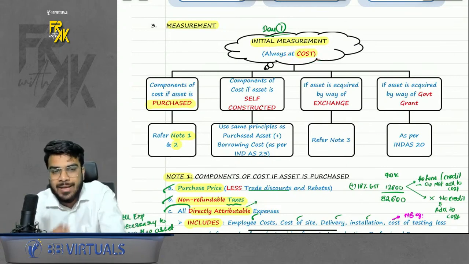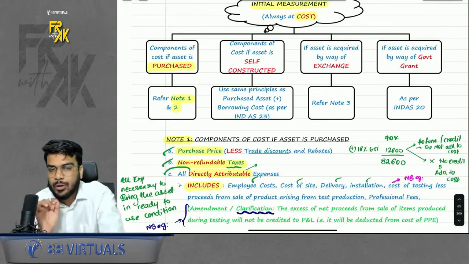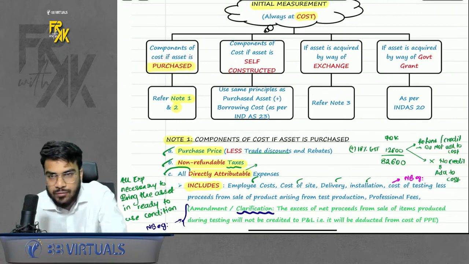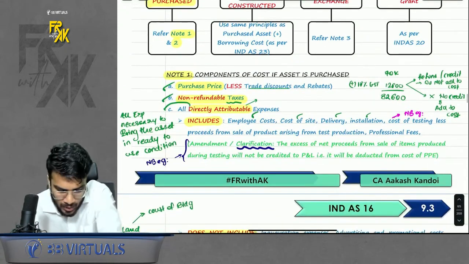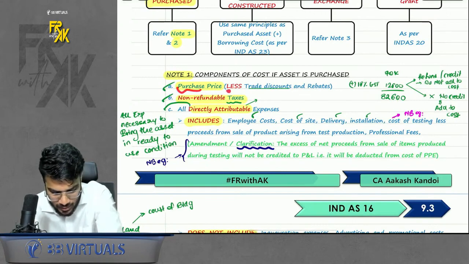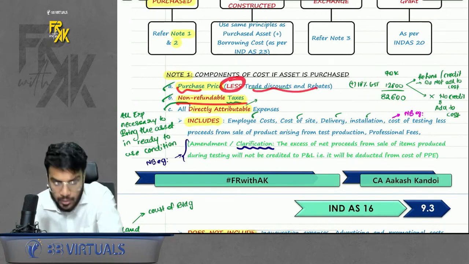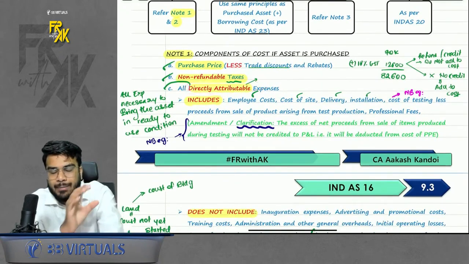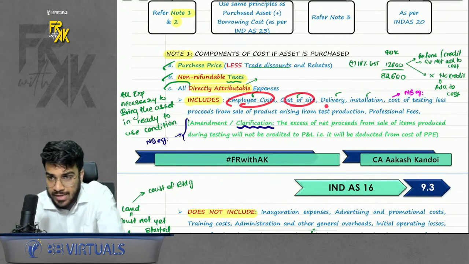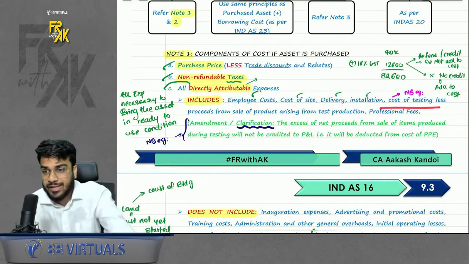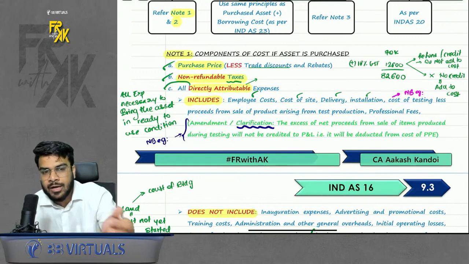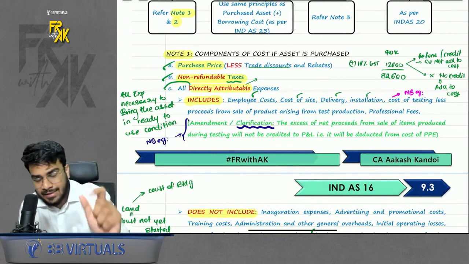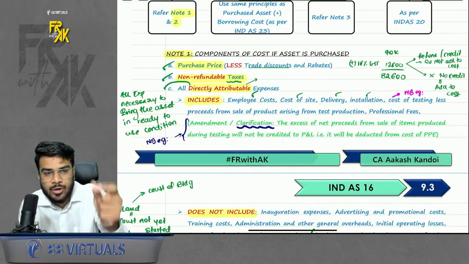So what are the elements of cost? For that we need to identify how we acquired the asset. If we purchase the asset, then the elements of cost we discussed yesterday comprise the purchase price, less trade discount and rebates. Then you will have to add all the non-refundable taxes, and also all the directly attributable expenses, which will include the cost of employees, cost of site, delivery cost, installation cost, and also the cost of testing. And if during testing you are earning any income, you will add the net cost of testing. If your income exceeds your expense, then the excess income will have to be deducted from the cost of the asset, right?